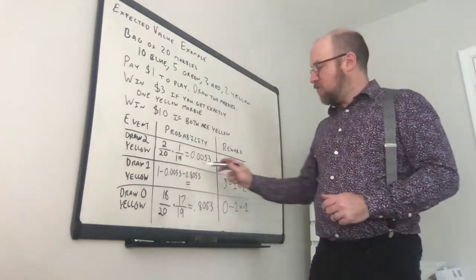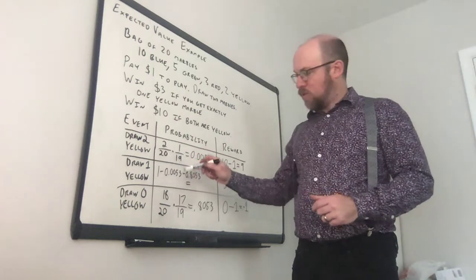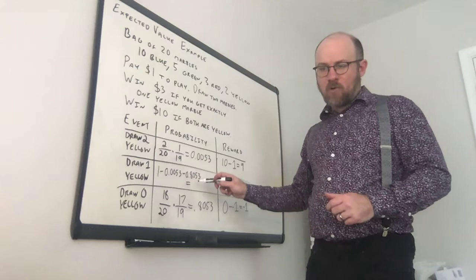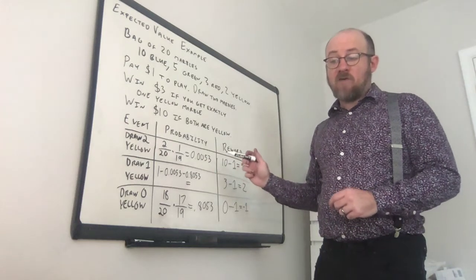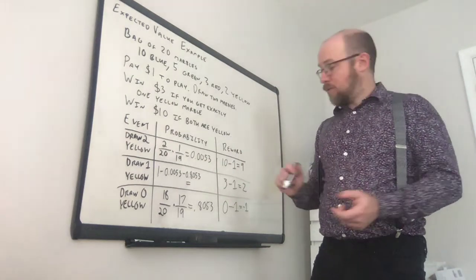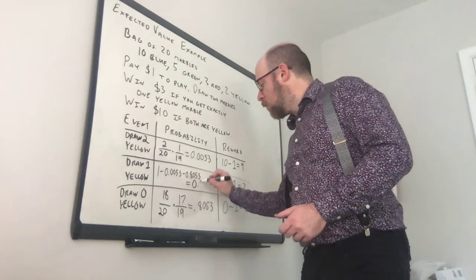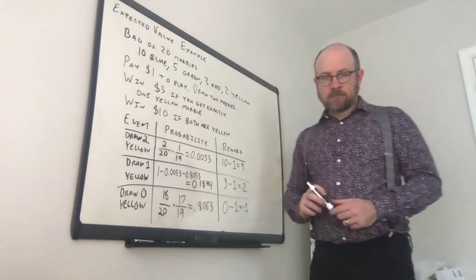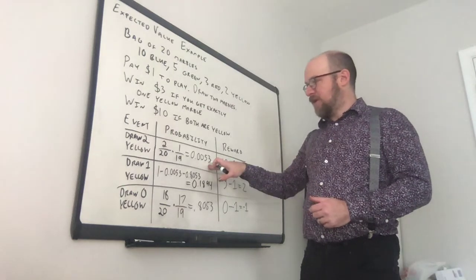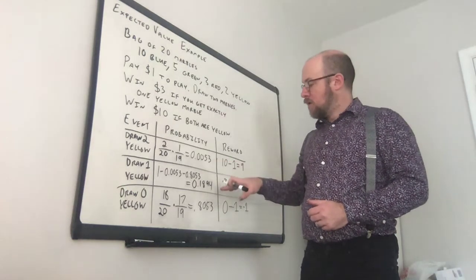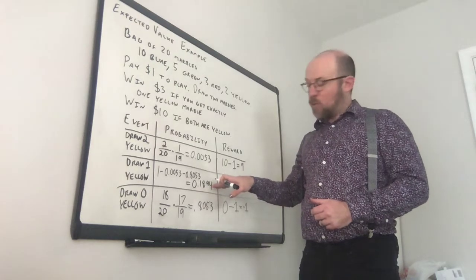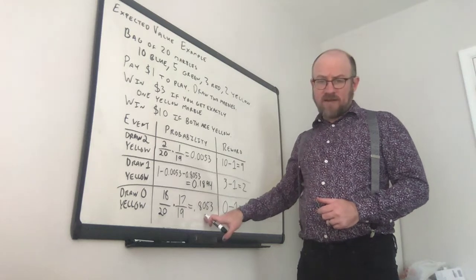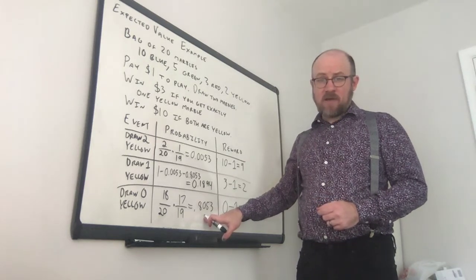right? So these three numbers have to add up to 1, whatever the probability of drawing one yellow is. And so if we subtract the other two numbers from 1, we're going to get the probability of the one yellow marble. And that's going to come out to 0.1894, okay? So 0.0053 is the probability of drawing two yellow. 0.1894 is the probability of drawing one yellow, because it's the only probability left. And then 0.8053 is the probability of getting 0 yellow.